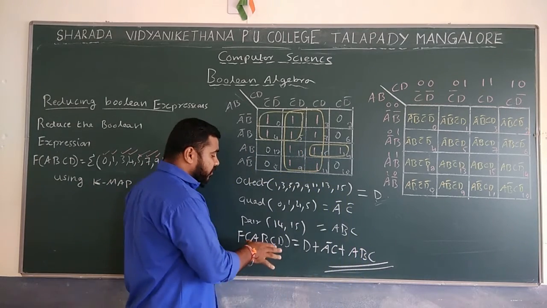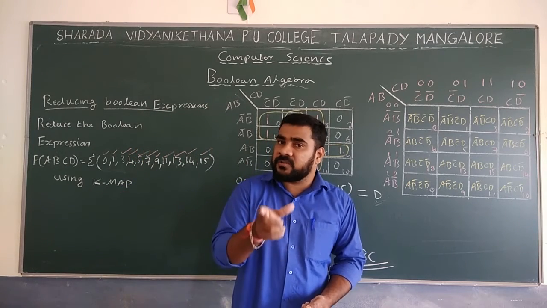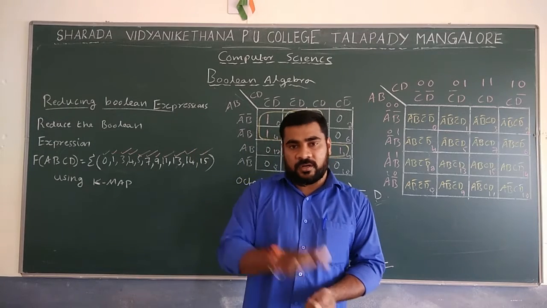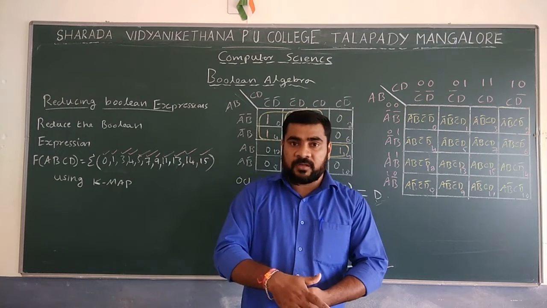Those 11 terms are reduced to only 3 terms. So that much big expression is possible to reduce using the KMap. By using KMap, that much big term is reduced to a smaller term. So here is a second example. We will move to one more example.